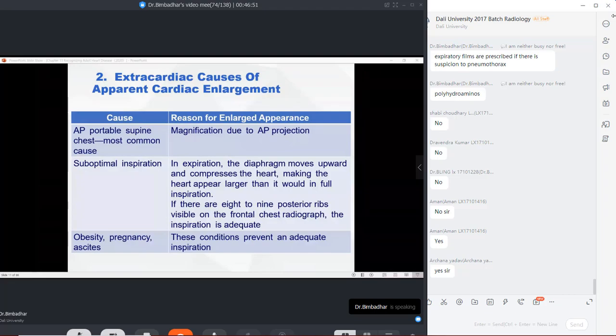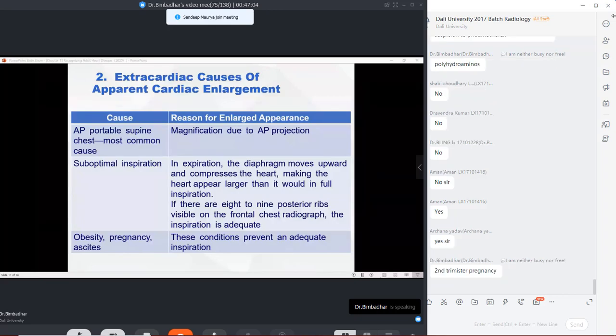Not every pregnant patient will have such an appearance, but only a second trimester pregnancy will show this. Okay, second trimester pregnancy, where the size of the uterus is beyond the umbilicus. But you should be asking me a question here.